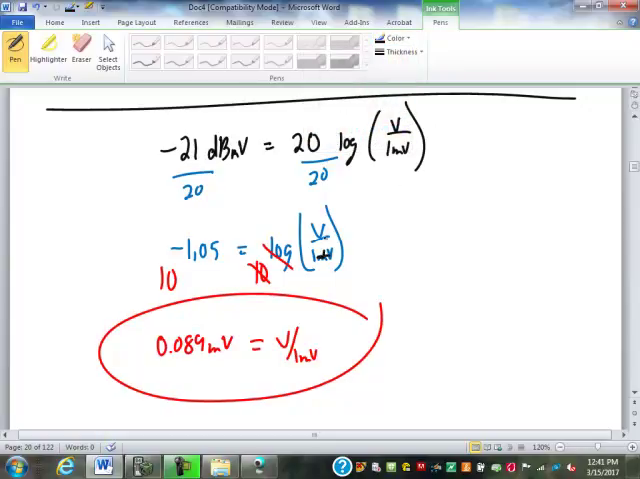Just get rid of this and put it as V. As long as you remember that your units have to be in millivolts, you can get rid of the division. Basically, whatever you get there, the answer just automatically becomes millivolts. You just know when you're dealing with power, you're either dealing with millivolts or milliwatts, period.